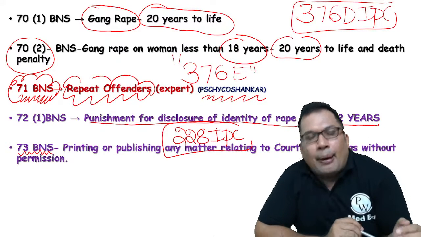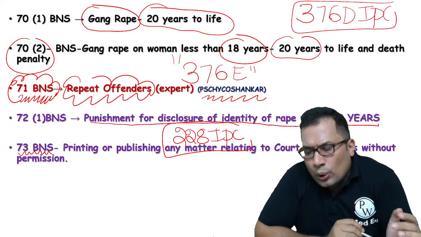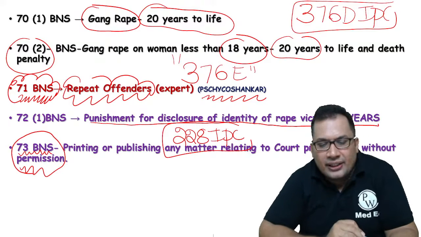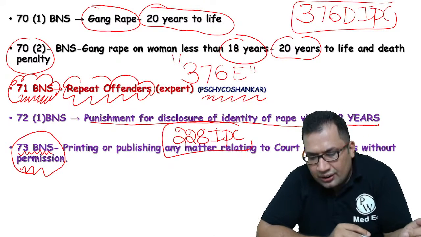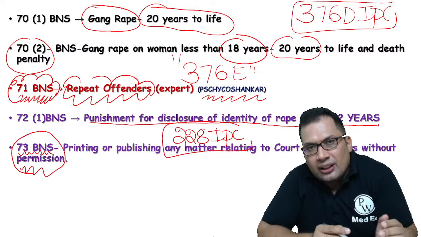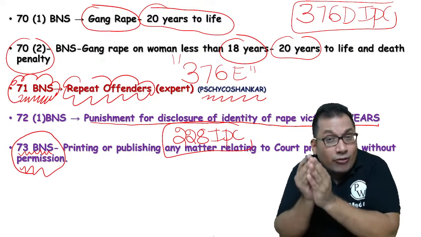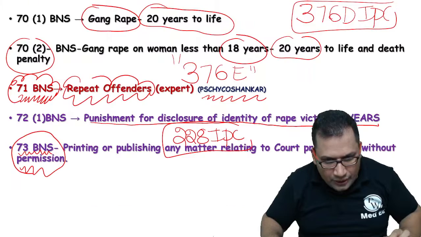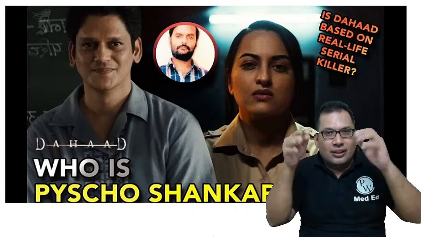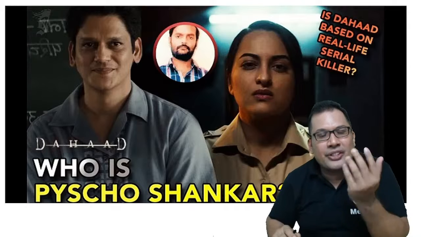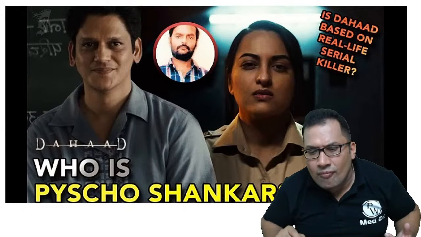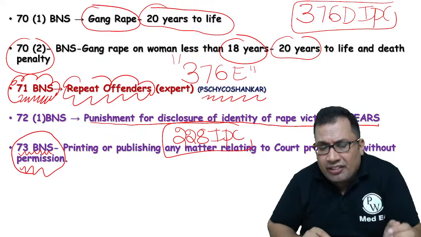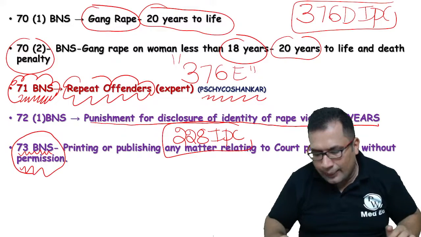Printing or publishing any matter relating to the court proceeding without permission. This is the new section which is added here. 73 BNS. Printing or publishing any matter related to court proceedings for sexual offences, that is rape, without permission is a punishable offence. I've seen this web series Dahad. It is based on the life story of Psycho Shankar. So repeat offender comes under what we discussed, 71 BNS.